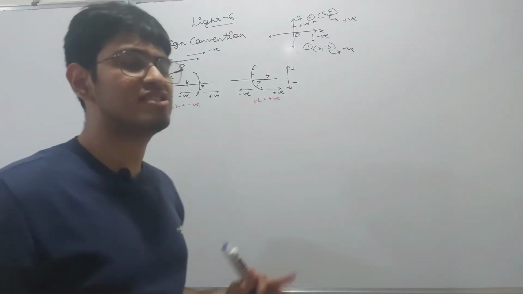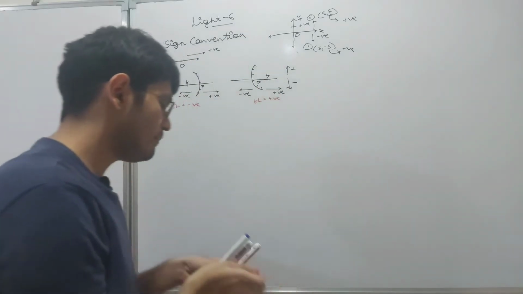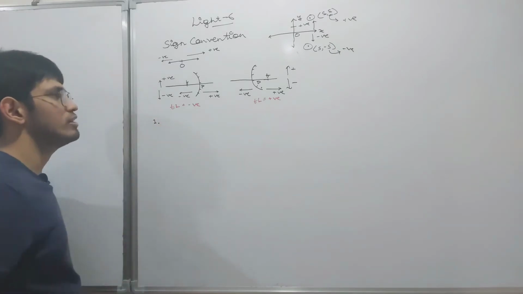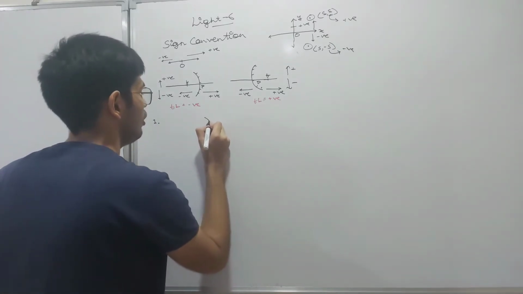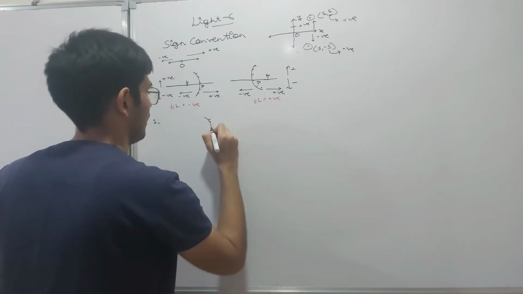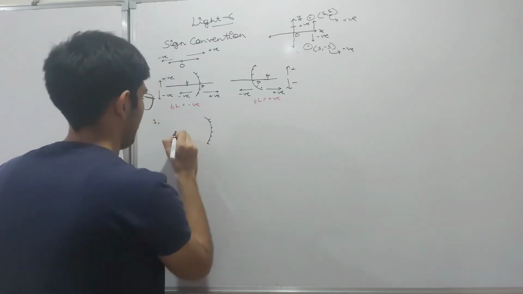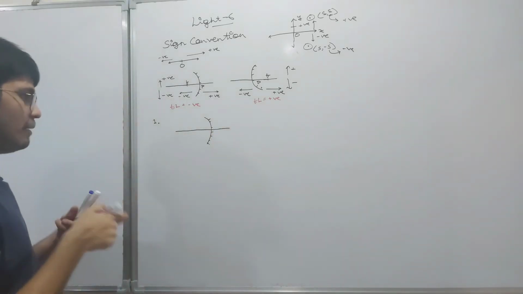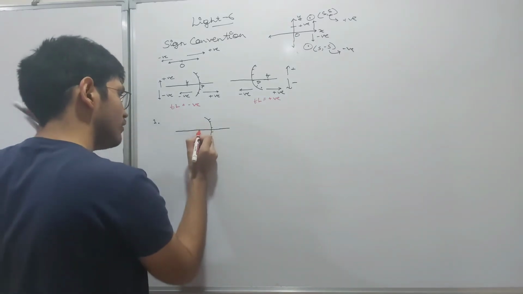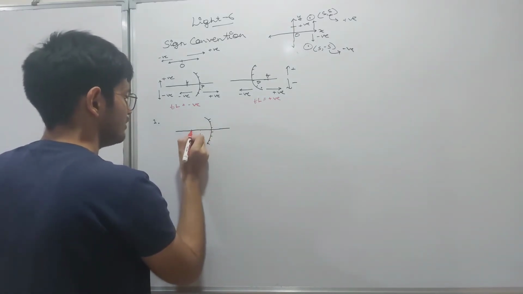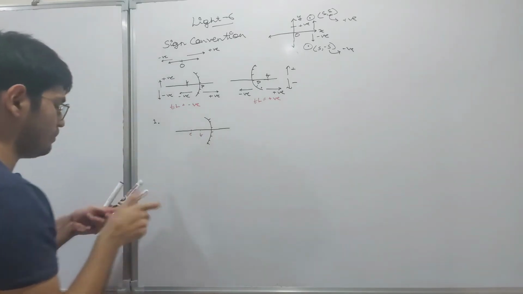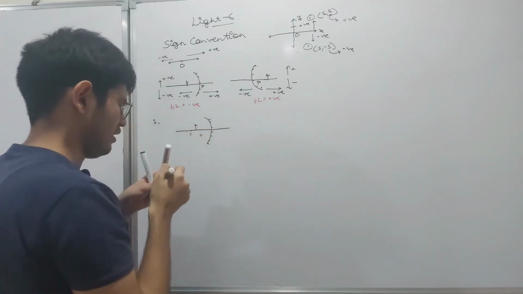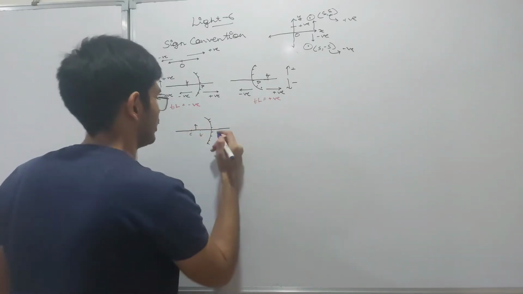For practice, I am giving you 2 questions, and you just have to tell the signs that we have to take. This is a concave mirror in the first case, and this is the principal axis. Suppose this is the focus, somewhere over here. This is the center of curvature. Your object is present something like this, and your pole is present over here.